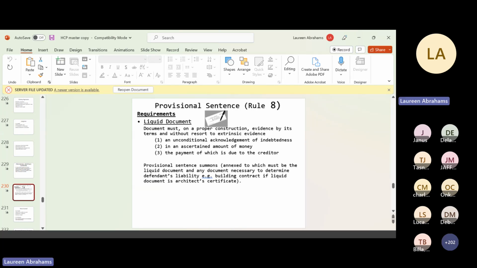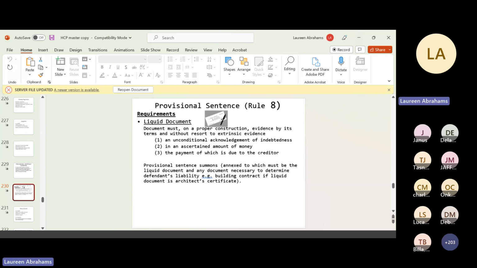Now to the provisional sentence summons, which is Form 3 of the uniform rules, you attach a copy of the liquid document, obviously for reasons that the original liquid document might get lost. You don't file that at court, but you keep it and you have it at court so that you can hand it up to the judge to see that I have the original. So you would have a copy attached to the summons, right?